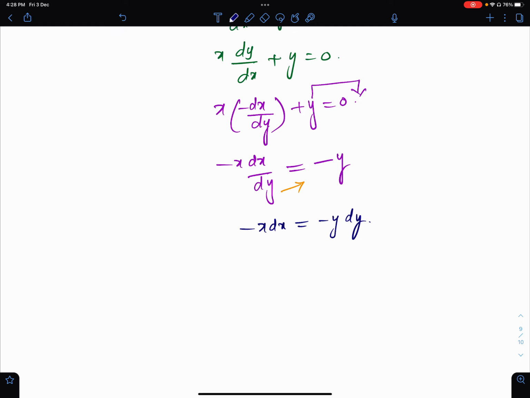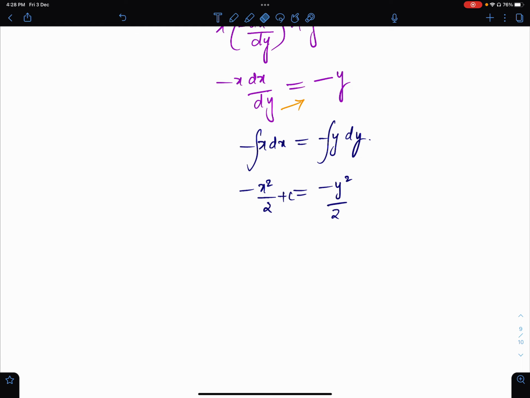So integrate both sides now because the variables are separated. So minus x squared by 2 equal to minus y squared by 2. Then even here you can put a c on this side, but wherever you want you can keep it. Just for our convenience I am keeping it on this side. So take this term to the other side. So c is equal to y squared by 2 minus x squared by 2.